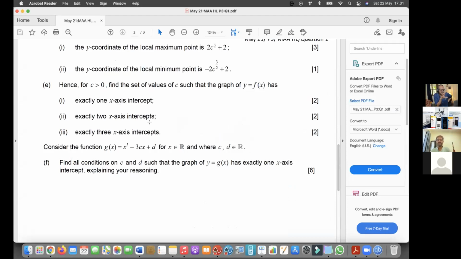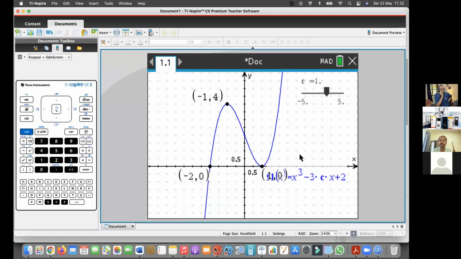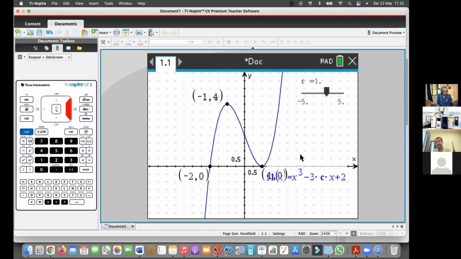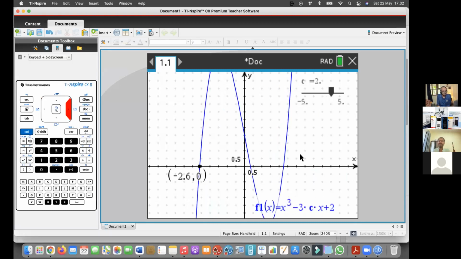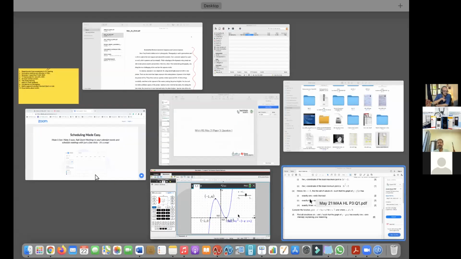I just have a query. Does it say exactly one value of c, or because the question says set of values of c? I'm just curious because I didn't see the graph properly. No, set of values. So the graphic calculator here is giving you an idea, like when it is 0, it's giving the limits. When it is 1, when it is 2, but there are an infinite number of values between those two.